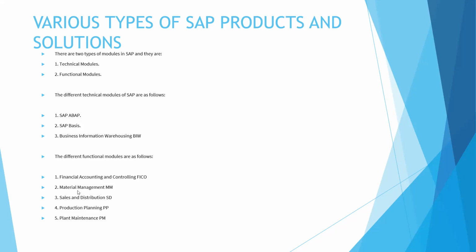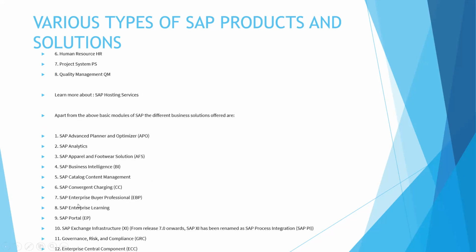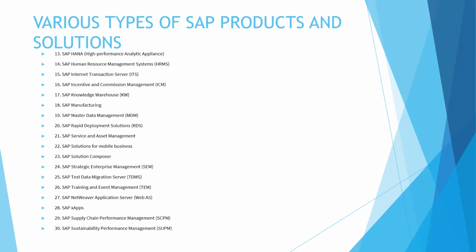So if you see our modules, these are the different functional modules: FICO, financial and controlling, material management, sales and distribution, production planning, plant maintenance. Okay. If you look, there are too many modules, like human resources and project systems. I have placed about 30 modules, but actually more than 50 to 60 modules are there in the market now.